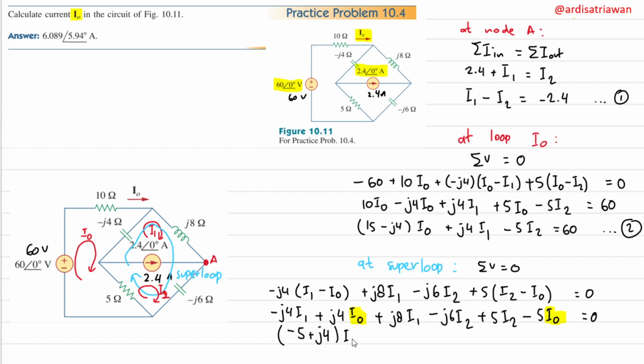And then we multiply this by I0, and then plus, okay, I will have I1. I have I1 and this is I1, so we will have minus j4 plus j8, so I will have j4, right? So I will have I1 over here. Then for I2, the coefficient will be 5 minus j6, and we multiply this by I2 and that will equal 0. Let's save this as equation number 3.